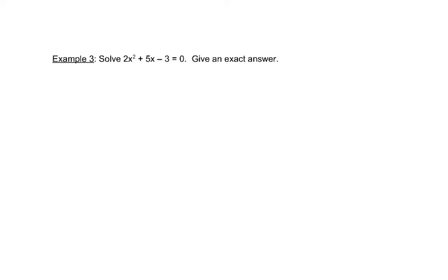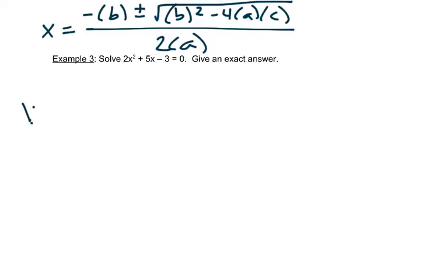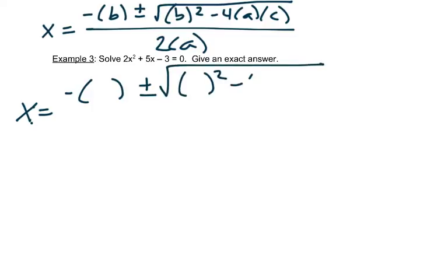So we're going to solve this. It says give an exact answer. It's already in standard form. It already equals 0. So let's write our formula down. The opposite of b plus or minus square root of b squared minus 4 times a times c all over 2a. And I put all those parentheses in there because now when I write it, I'm going to leave the parentheses blank. I'm just going to fill in the numbers that go inside of them.